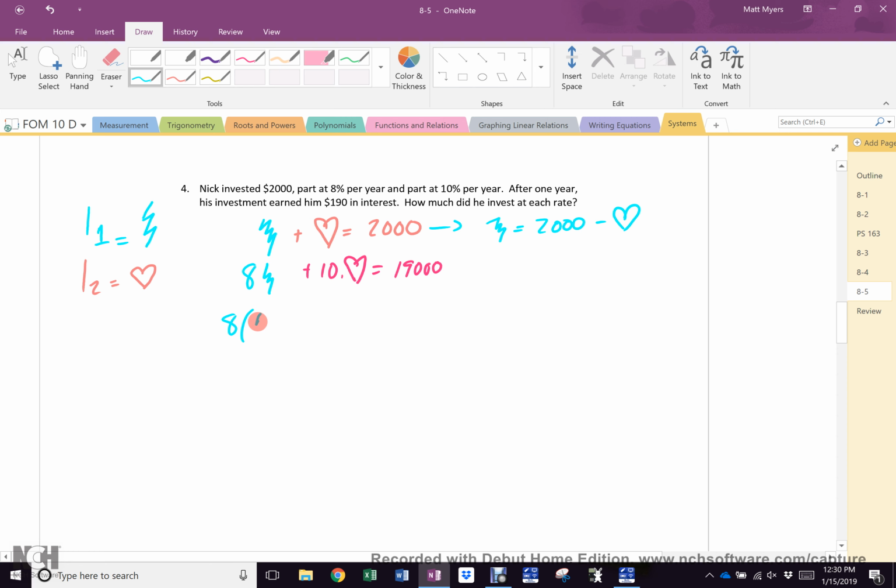So now I just come down here. 8 times 2,000 minus heart plus 10 hearts equals 19,000. So now that I'm all hearts, 16,000 minus 8 heart. You can't draw a heart now? It's so messy. Plus 10.